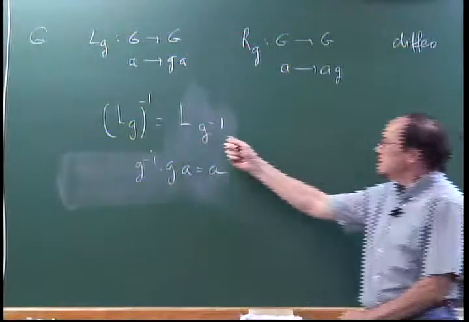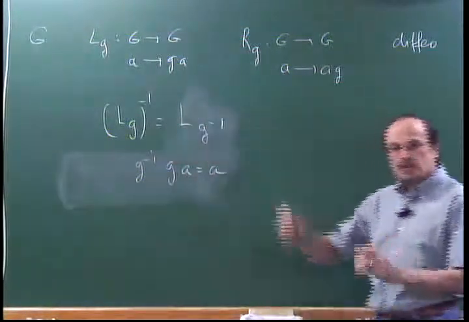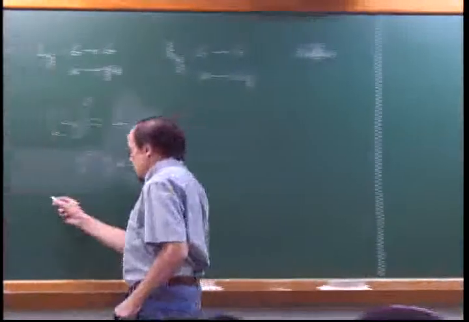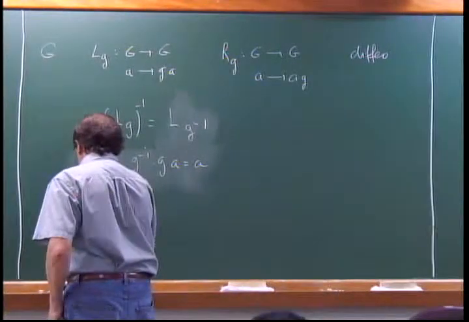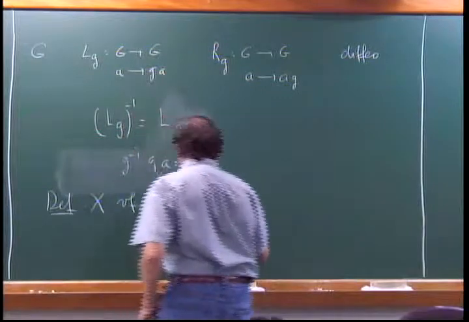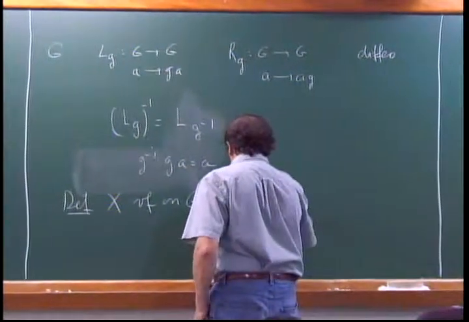So of course, these are both differentiable. So it's a diffeomorphism. So I have left and right translations which are diffeomorphisms. Then I define what is called a left invariant vector field. So L is a vector field on this manifold G. It's called left invariant.